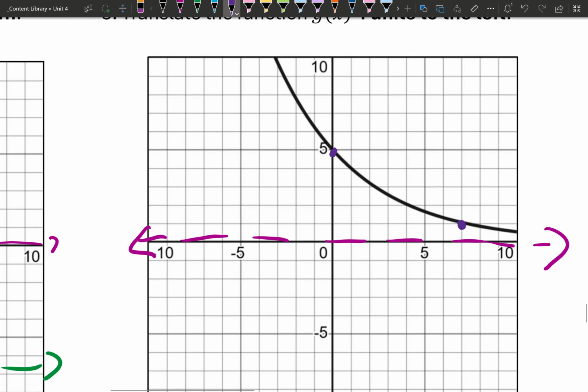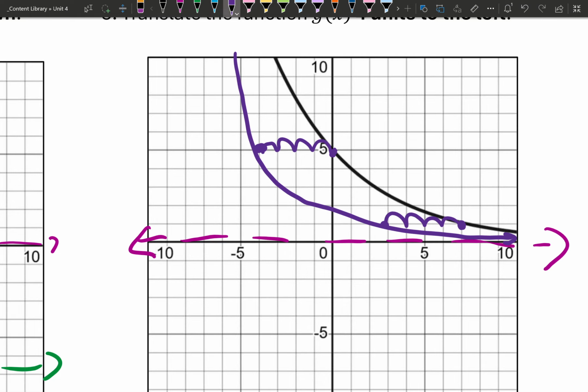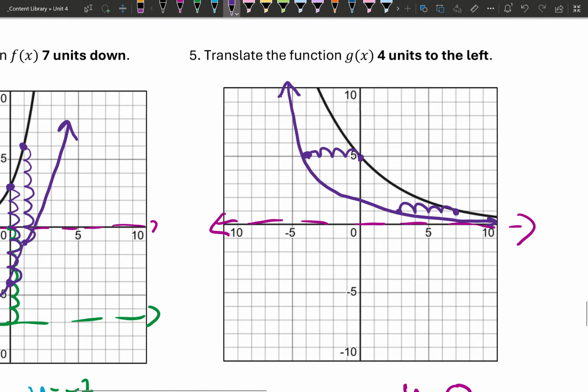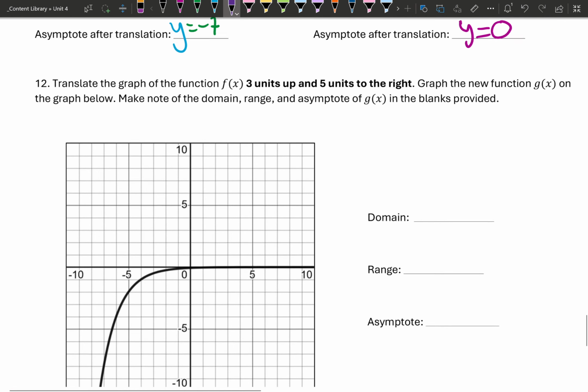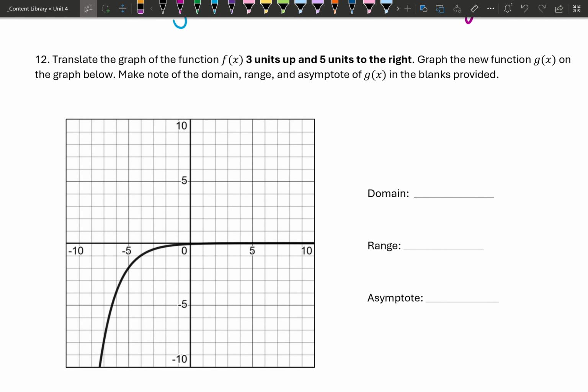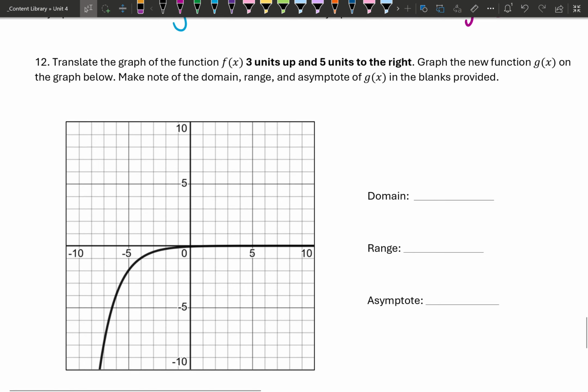How many to the left are we going? 4. Okay. A 1, a 2, a 3, a 4. Here's our new function. Beautiful. Number 12. Let's translate this function 3 units up and 5 to the right.